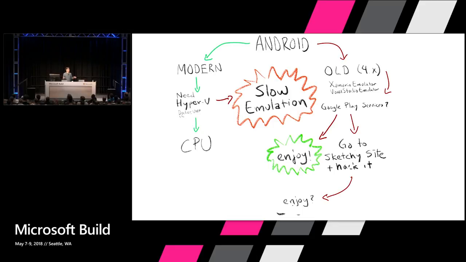But if you didn't need Hyper-V, you were on the happy path. You were on the road to happiness. Except if you had an AMD CPU, then you're back to slow emulation. But if you had an Intel CPU, you can install Intel HAXM. God knows what it does, but you get to enjoy your development.